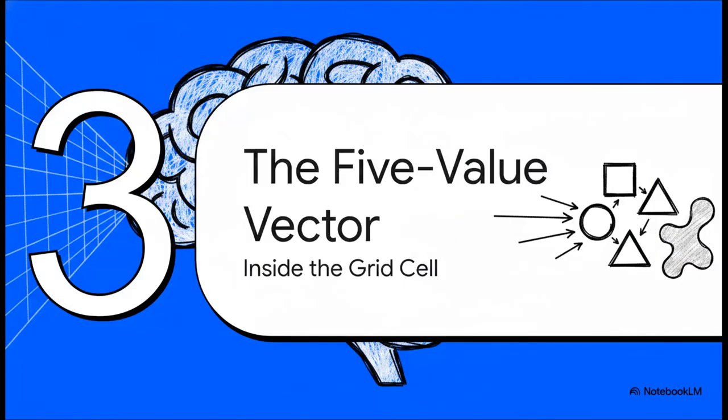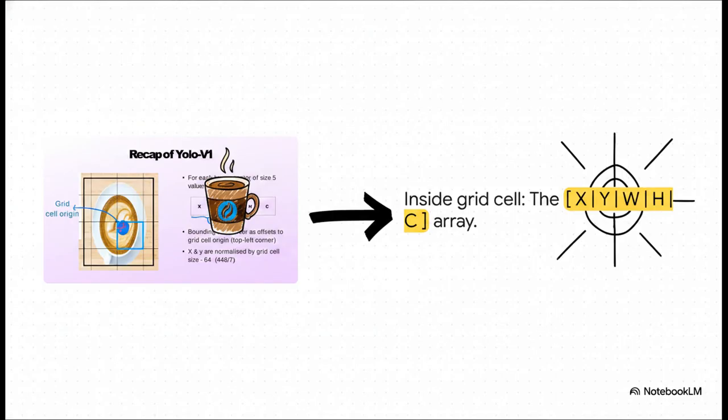Let's zoom directly into the brain of a single grid cell now in Section 3, the 5-value vector. Now, what's really interesting about this slide is how simple the model's final communication becomes. When that grid cell makes its ultimate prediction about our coffee cup, it doesn't spit out a complex paragraph. It outputs a clean, highly efficient array of exactly 5 numbers, X, Y, W, H, and C. Everything the computer needs to know about that cup is contained right there in that array.